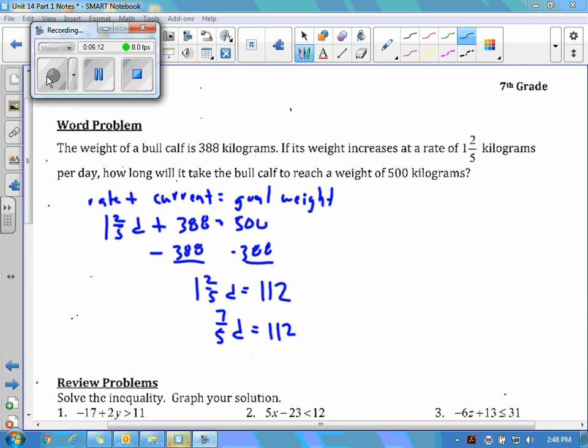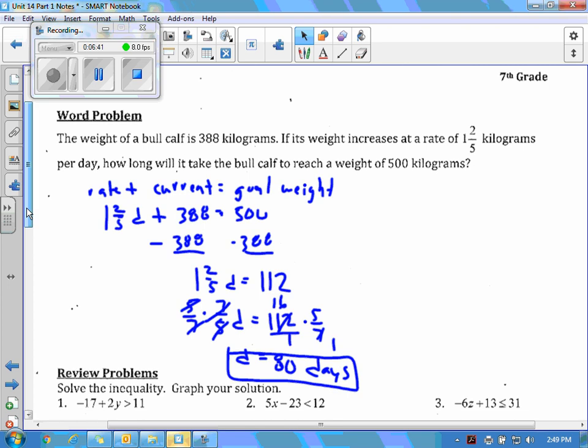And then I can multiply by the multiplicative inverse. So multiply both sides by 5 over 7. So 5s will cancel, 7s will cancel. I'll just have D. I have 112 over 1. 7 divided by 7 is 1. 112 divided by 7 is 16. And then 16 times 5 is 80. Now just writing 80 doesn't mean anything, so you put 80 days. That's how long it's going to take.